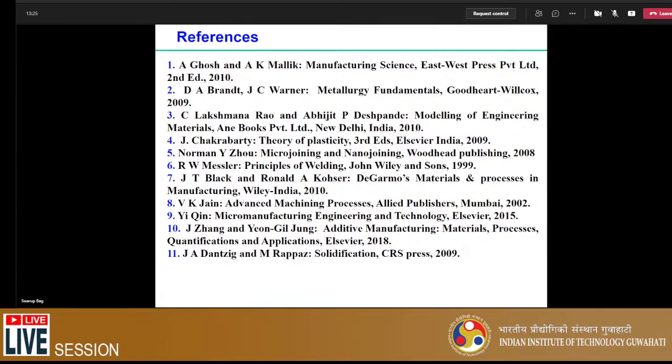And finally, if you are very much interested in additive manufacturing technology, in that case, probably book number 10 is more significant. Fundamentals of solidification, associated with the casting process or the welding process, in that case, reference 11 is the more significant in this particular case.